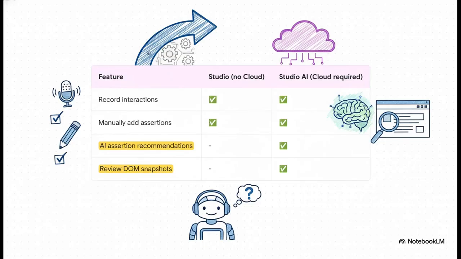And this table here, it just lays it out so clearly. Both versions let you record interactions, and of course you can still add assertions manually, but Studio AI, which does need to be connected to Cypress Cloud, brings in two absolute game changers: AI-powered assertion recommendations and the ability to review the DOM snapshots that it used to make those recommendations. This is the leap from just being a recorder to becoming a true copilot.